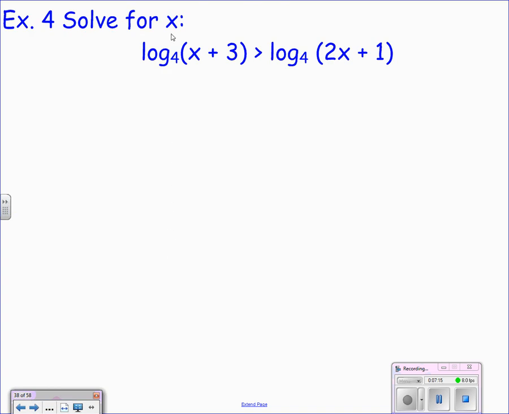So I'll help set this one up for you all. Since the logs have the same base, the logs cancel out, leaving me with x plus 3 is greater than 2x plus 1. Finish it on your own.